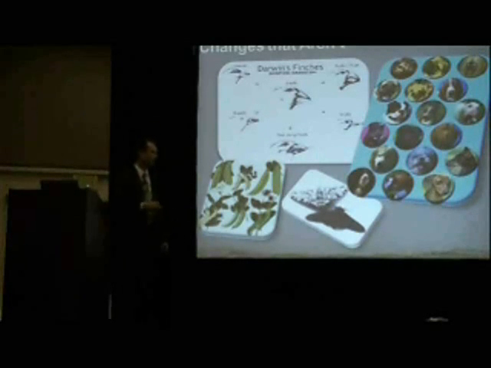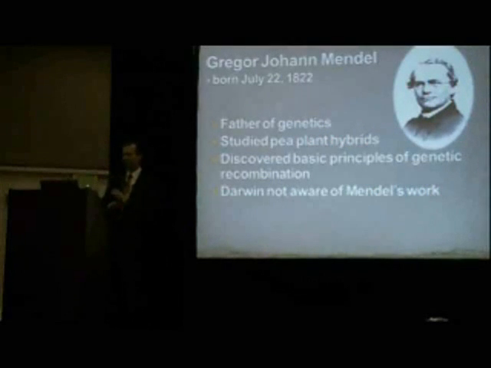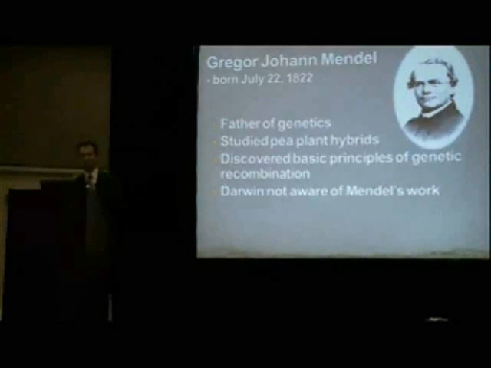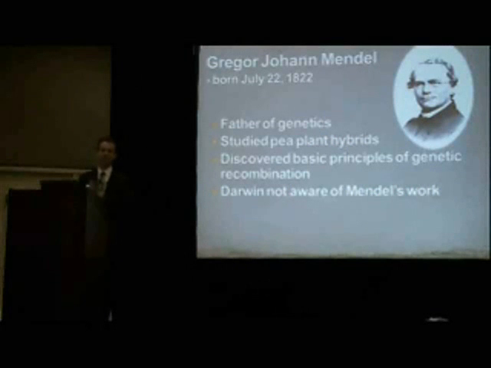Okay, same thing with the pea plants of Gregor Mendel. Gregor Mendel, if he had become famous before Darwin, would have had a much harder time making his theory popular. Gregor Mendel is the father of genetics. He studied pea plant hybrids and discovered the principles of basic genetic recombination.